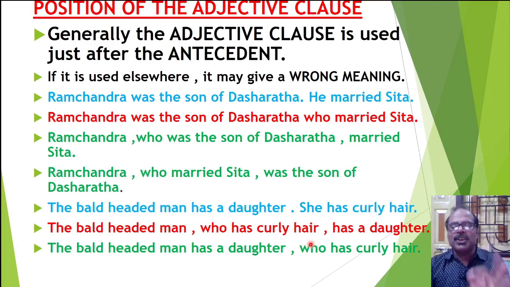No, the sentence should be the bald-headed man has a daughter who has curly hair. So who refers to the daughter? So who should qualify the daughter, modify the daughter? The relative pronoun should modify the antecedent.